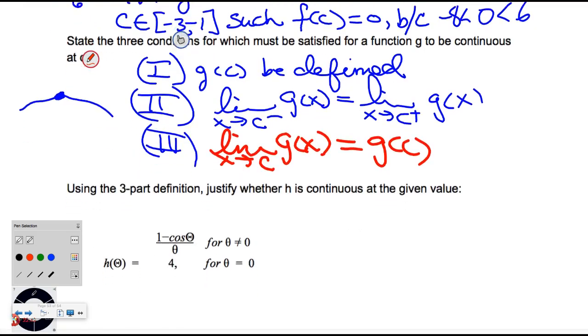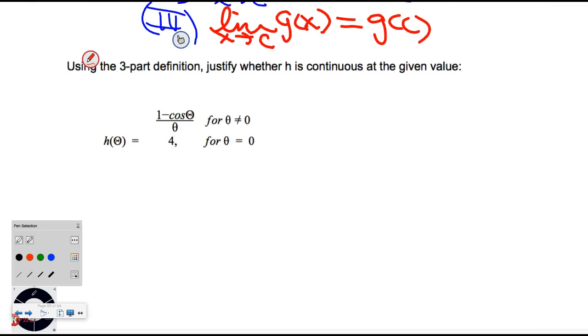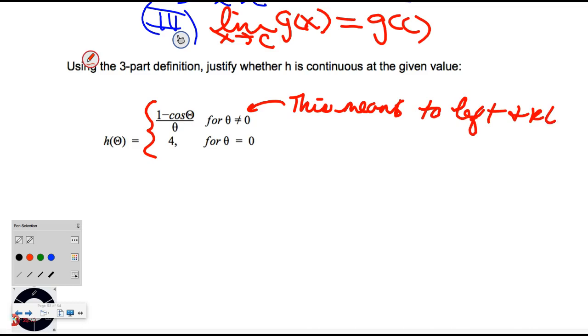All right, now we're going to use it for this one and be done. All right, let's go put a little bracket on here. So this is my function h of theta. It's piecewise. For all things not 0, by the way, I'd point at this. This means to the left and the right. If it's everywhere that's not equal to 0, it means from the left and from the right, but not there.